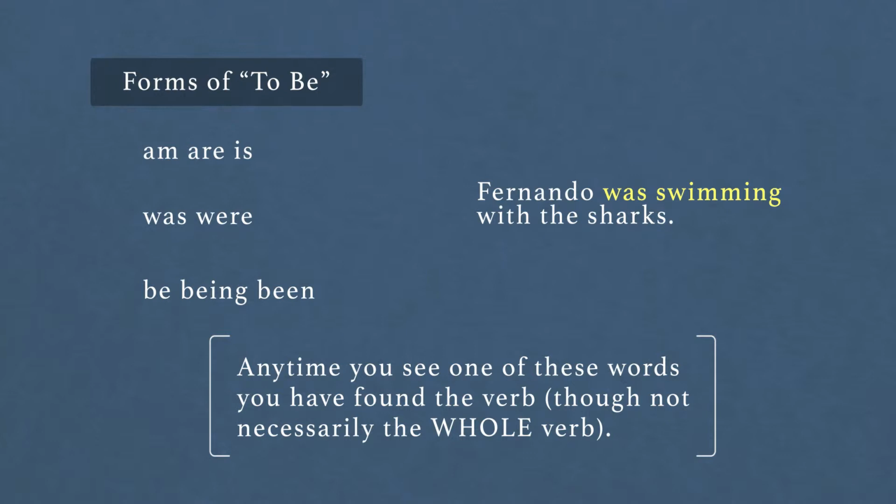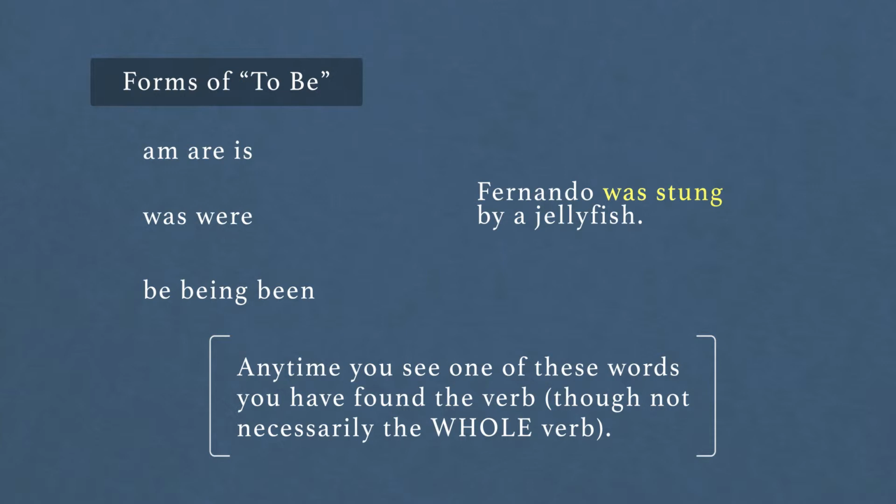Was is not the whole verb, it's a helping verb for the form was swimming. But once you have found was, that form of to be, you found the verb. Or, Fernando was stung by a jellyfish. Again, was is a to be verb. It's not the whole verb, it's part of that passive construction, was stung.